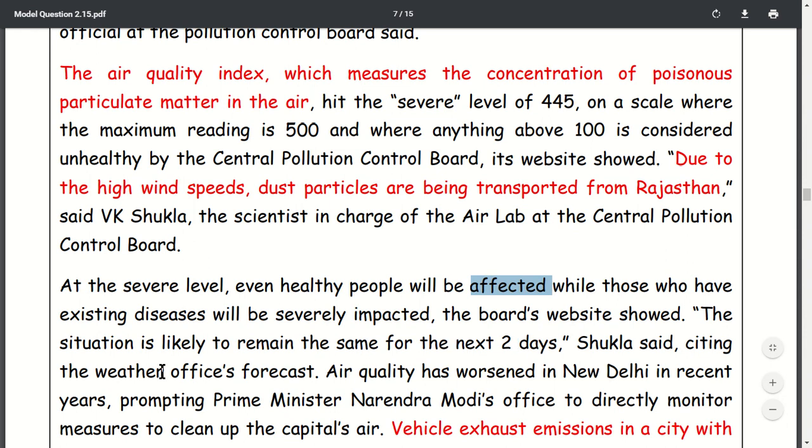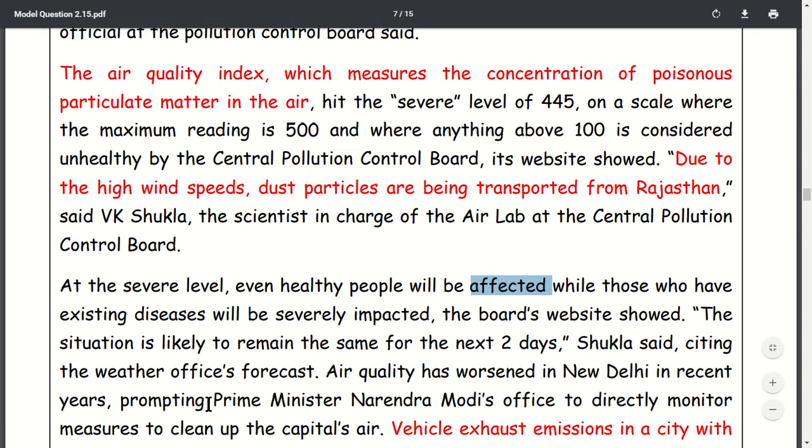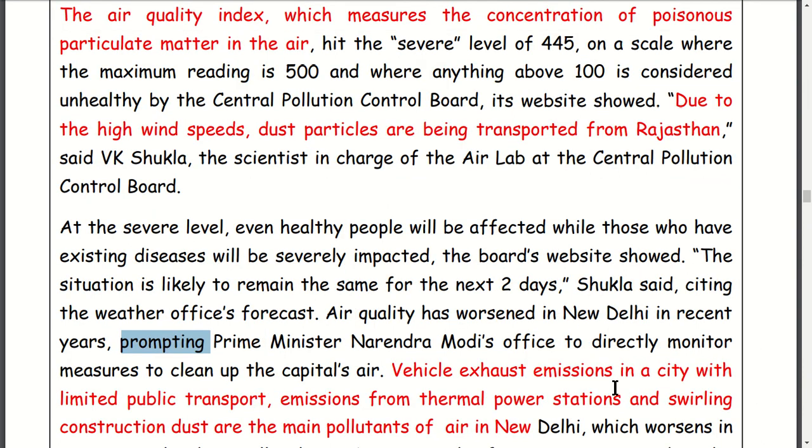Shukla said, citing the weather office's forecast. Air quality has worsened in New Delhi in recent years, prompting Prime Minister Narendra Modi's office to directly monitor measures to clean up the capital's air.